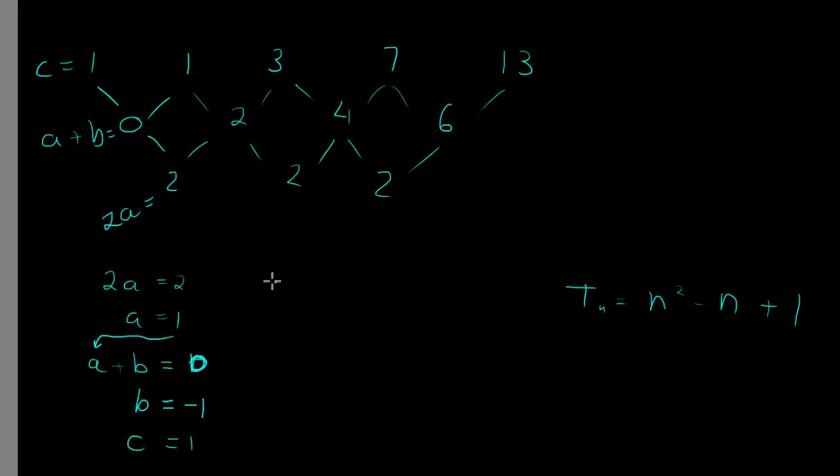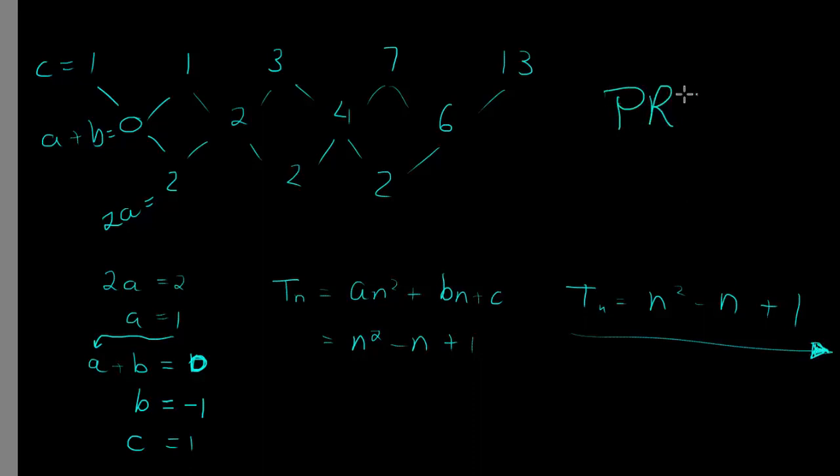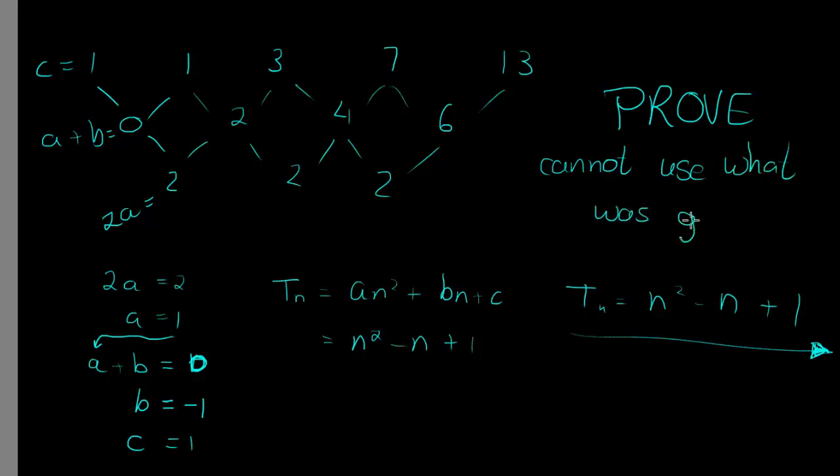How simple is that? So Tn is equal to an squared plus bn plus c, and so a is 1, so it's n squared, b is negative 1, plus c. That's exactly what I have to arrive at. Please remember, prove. Prove means I cannot use what was given. Cannot use what was given.